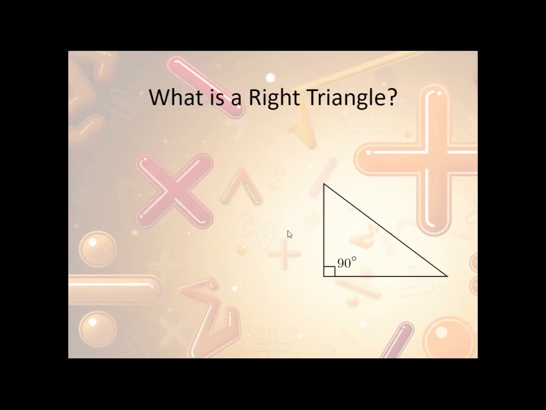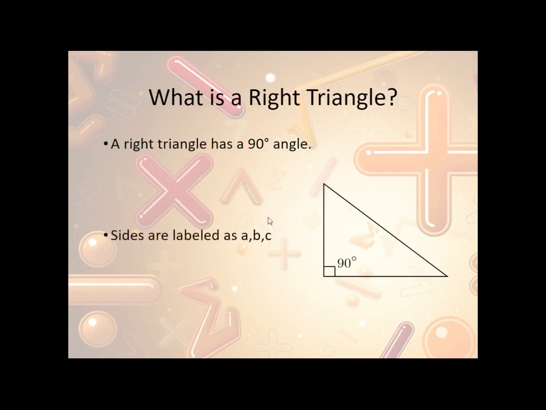Now, what is a right triangle? A right triangle has a 90-degree angle. So it forms this perfect L shape here. And the sides are labeled A, B, and C. A and B are the two smaller sides. It doesn't matter which one's which. And the longest side is C, and that is the hypotenuse. So A, B, and C. This could be A, this could be B as well, but this one is always C.